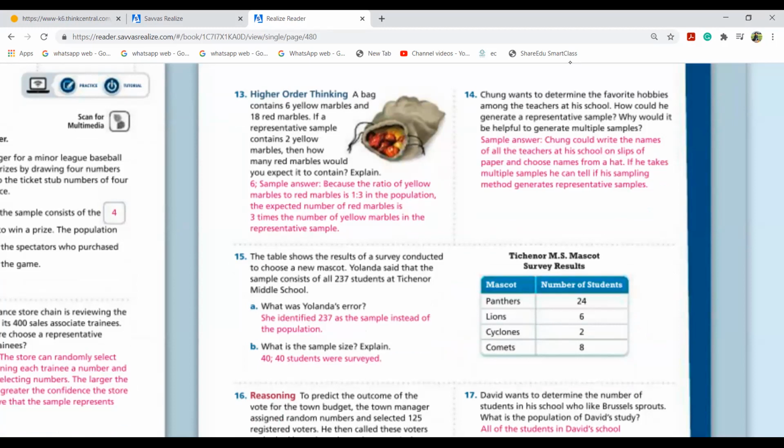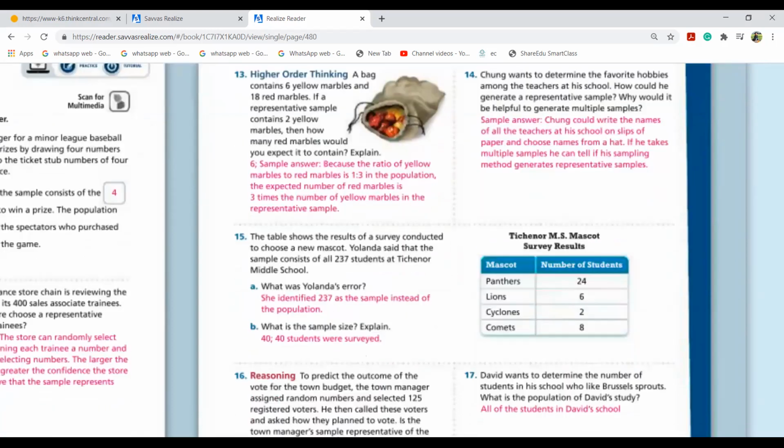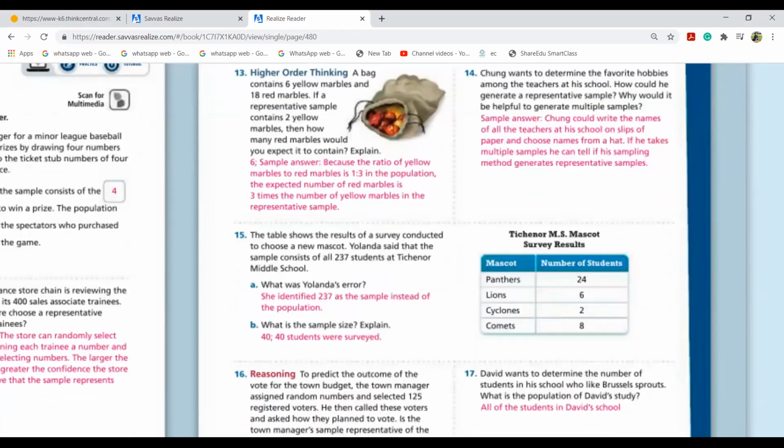And what is the sample size? 40 students. How did they get 40? By adding all of these, girls, because these were the samples chosen. So 24, I'll write down here, 24 plus 6, 30, 32, and 8, it is 40.